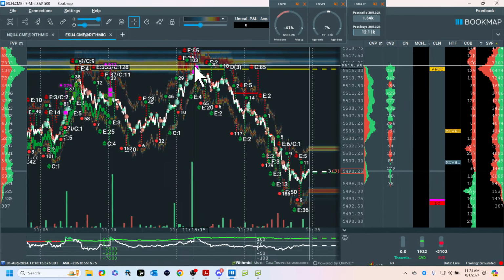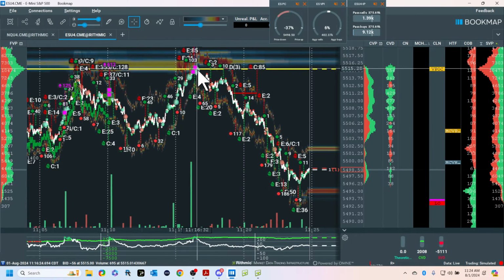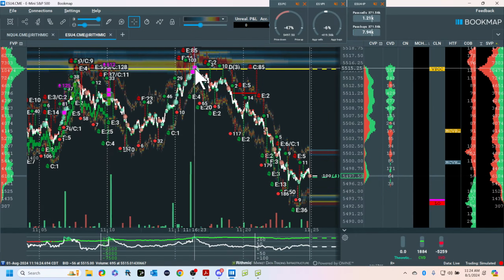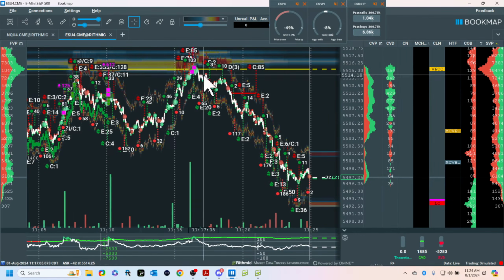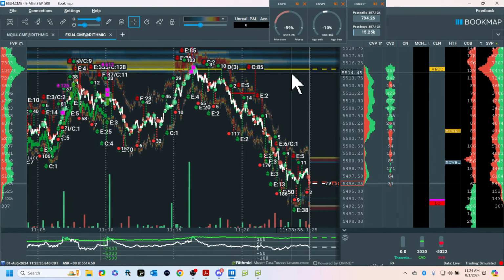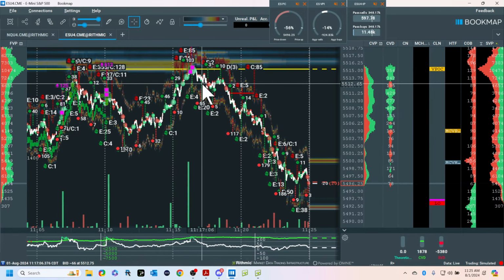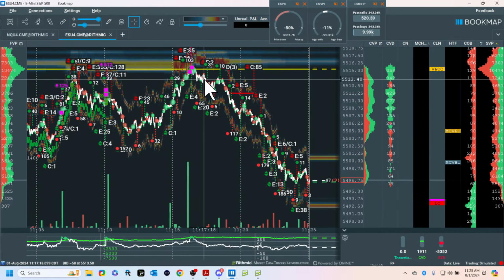Now, the thing with absorption is, if we don't continue absorbing the sellers, then the sellers overpowered the buyers. There's your rotation. This is your micro high volume structure. I'm just going to throw a little line on here so you can see it, and then I'm going to get rid of the line, but I want you to see the structure.